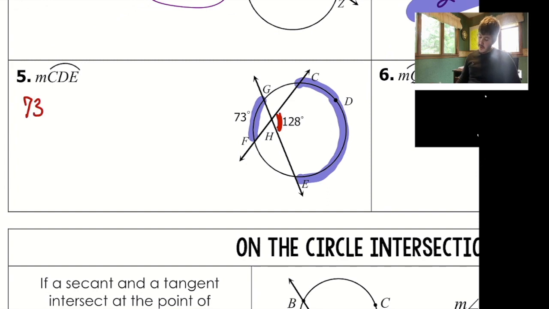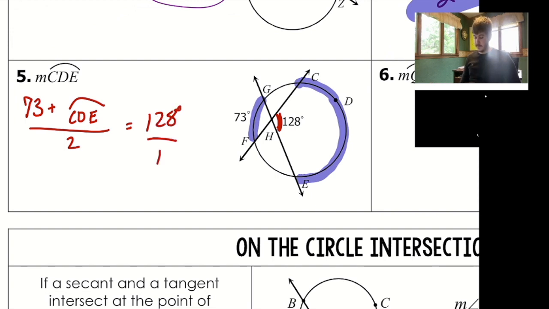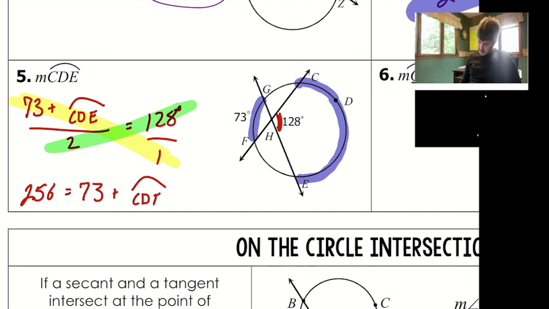So 73 degrees plus arc CDE divided by 2 is equal to 128 degrees. Throw it over 1. We're going to cross multiply again. So we got this one. We got to double 128. We double 128, that's going to be 256. Equals 73 plus arc CDE.